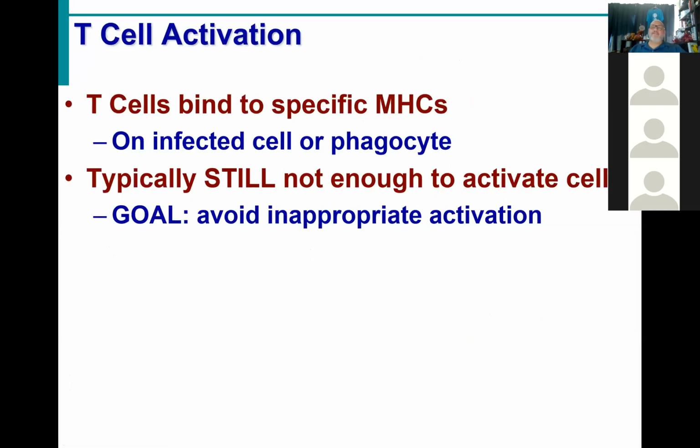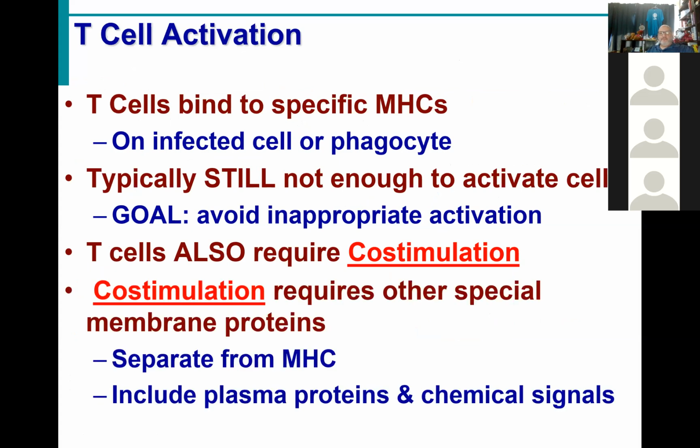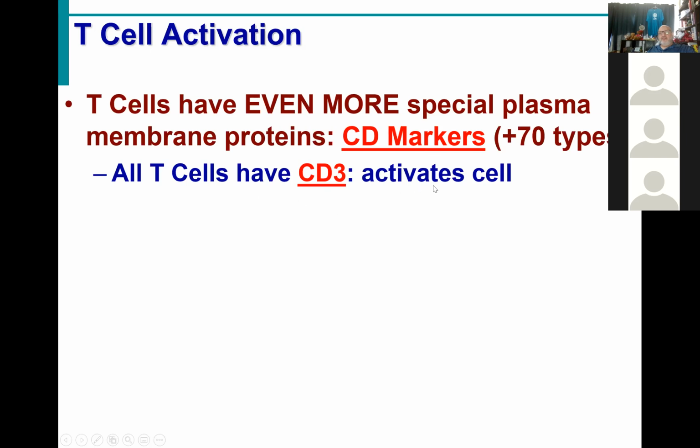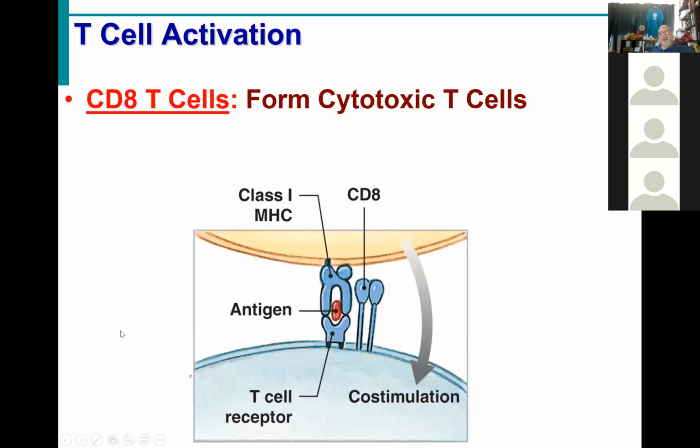So remember, we don't want to have that inappropriate activation, so we're going to require a co-stimulation as well. Right? This is separate from the major histocompatibility, and it can either be a plasma protein or some type of chemical signal. All right? So as we mentioned, our T cells have even more special proteins on their plasma membrane. The CD markers, over 70 of those. CD3 is what's necessary to activate the cells, but some will have CD4, some will have CD8. No new information here. This is everything we just talked about before, but this is what I wanted to get to. Here is the pretty picture.